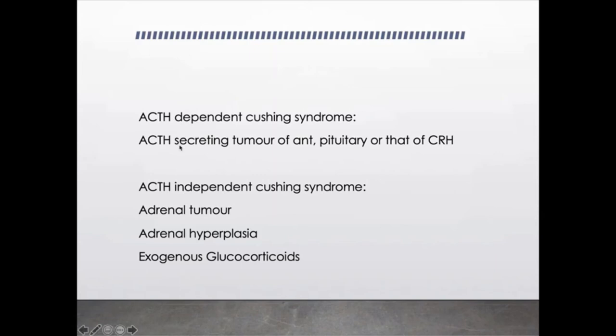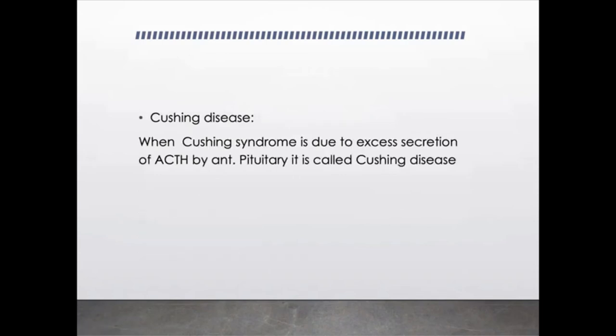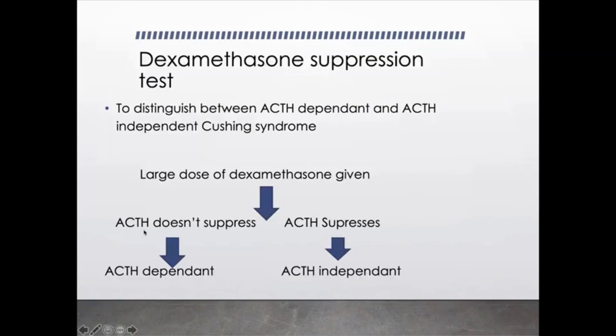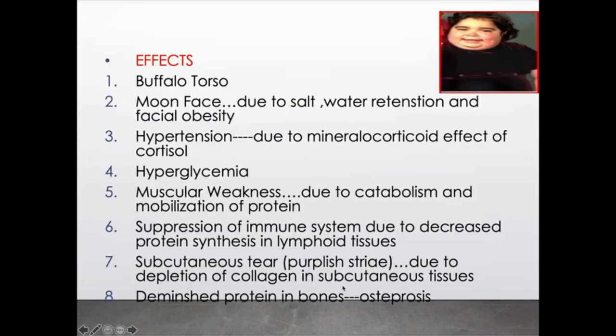It means there was either a tumor of the anterior pituitary or of the CRH releasing cells. So no matter how much dexamethasone you give to that patient, your ACTH will not suppress. Why? Because ACTH is not under the negative feedback control of this dexamethasone or the cortisol which is normally produced in the body. On the other hand, if you give a large dose of dexamethasone to the patient and ACTH suppresses, it means it is ACTH independent.